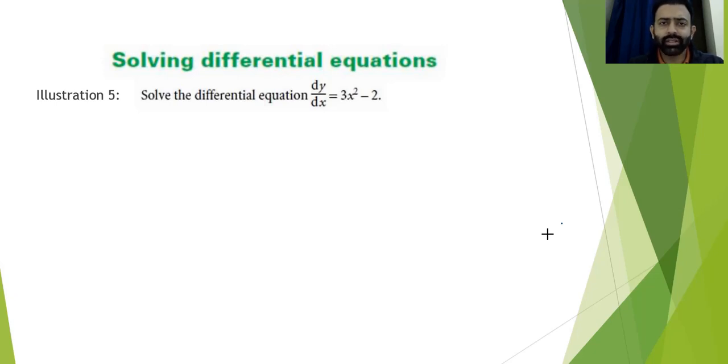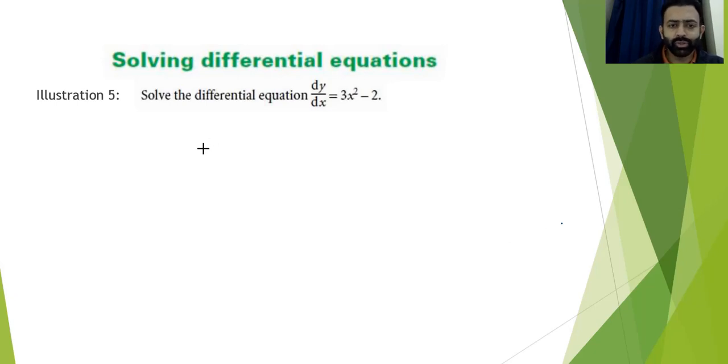We have to solve this differential equation, which is dy by dx is equal to 3x squared minus 2. As I said, there is a method called separation of variables. As the name suggests, we have to separate the variables. There are two variables in this differential equation, y and x. By the rules of integration, a term with variable y will be integrated with respect to y only, and similarly, a term with variable x will be integrated with respect to x only.